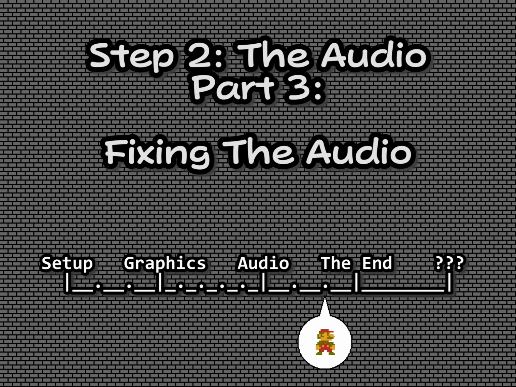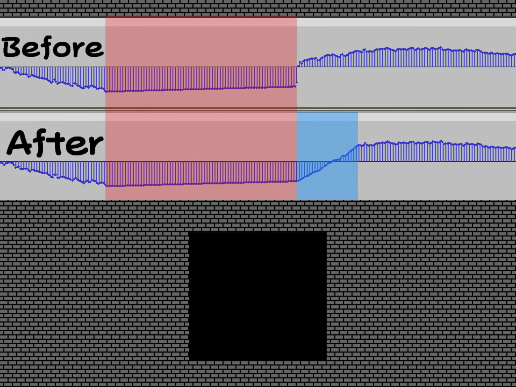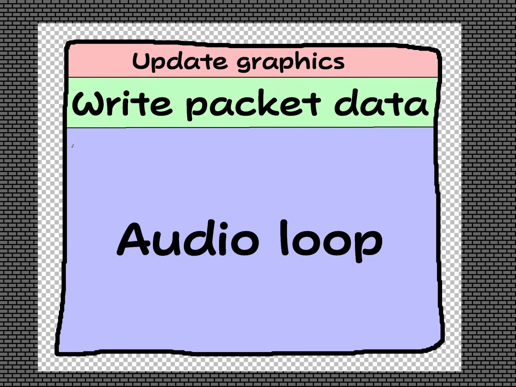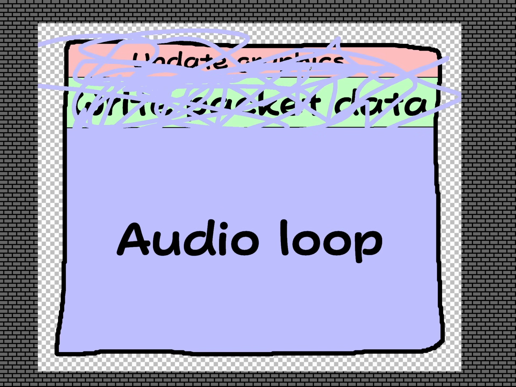The audio part 3. Fixing the audio. One idea I had was to smoothen out the first audio samples of a frame. Here's how that sounds. It still sounds bad. It would be really nice if we could just somehow send data to the audio chip during the other parts of the frame.